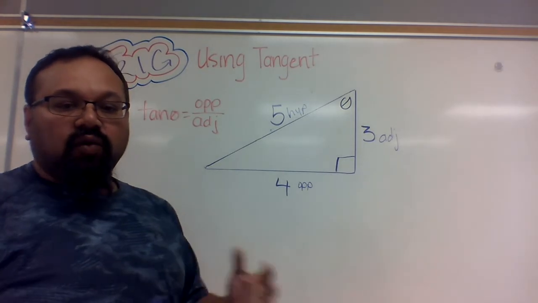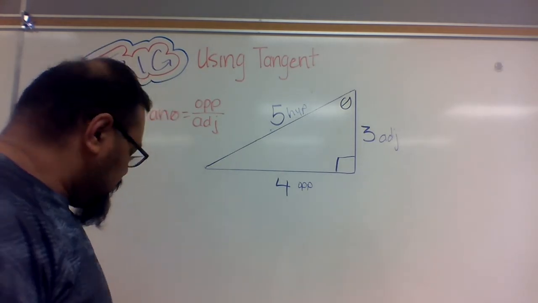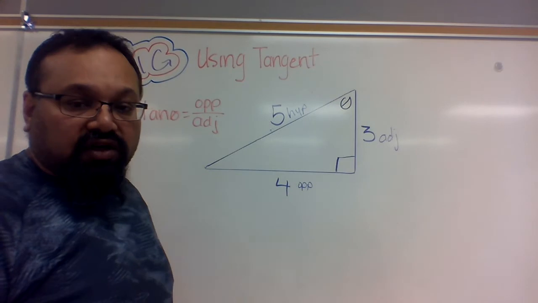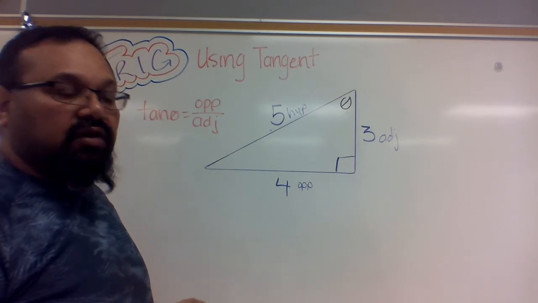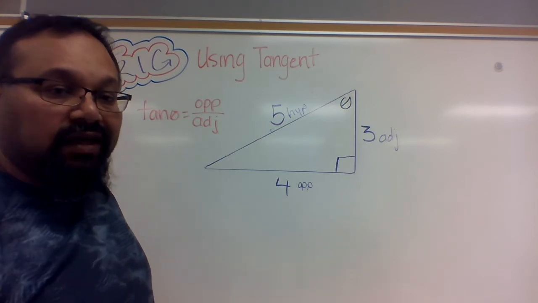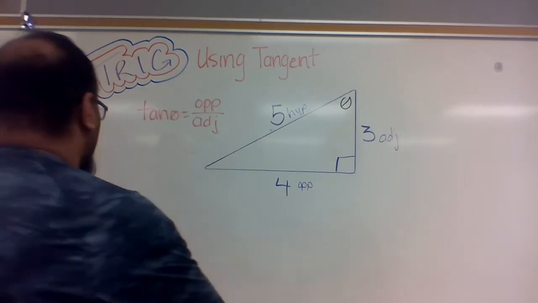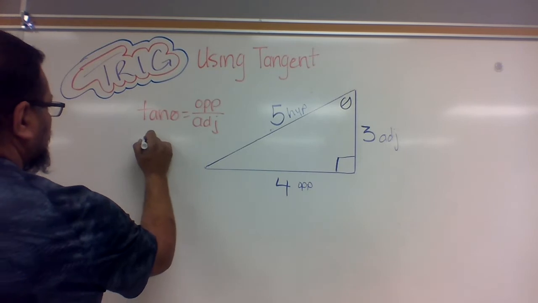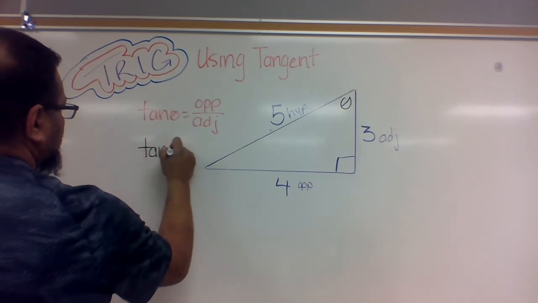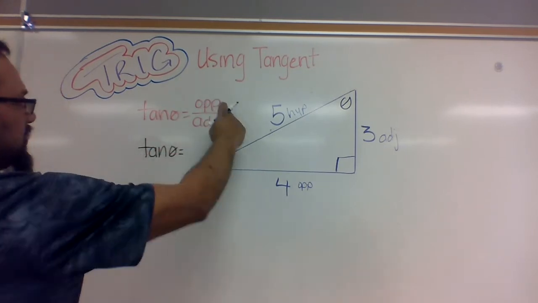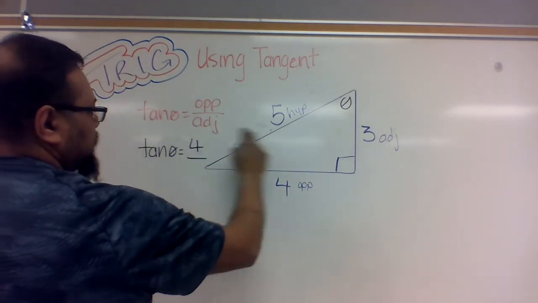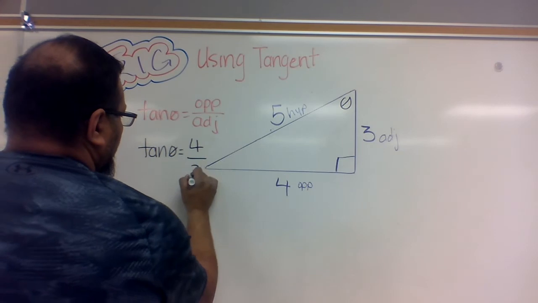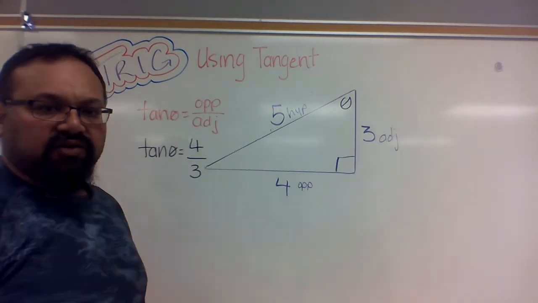So now how do you work through it? Working through it is relatively simple. The biggest thing you do first is substitute the numbers that you need into the actual equation. So for this one, it goes: tangent of theta equals the opposite, 4, divided by the adjacent, which is 3. That part's relatively easy.